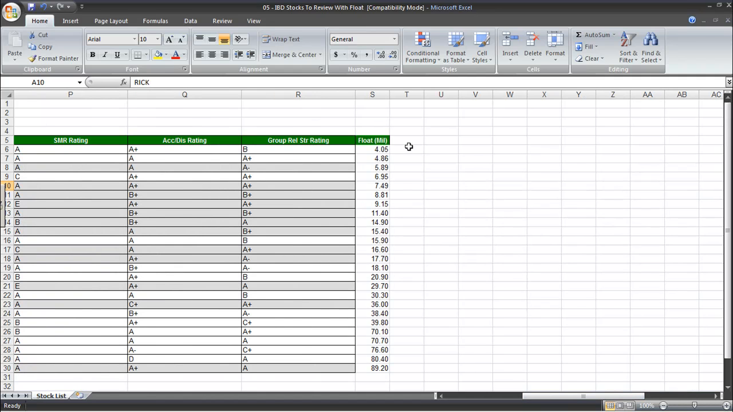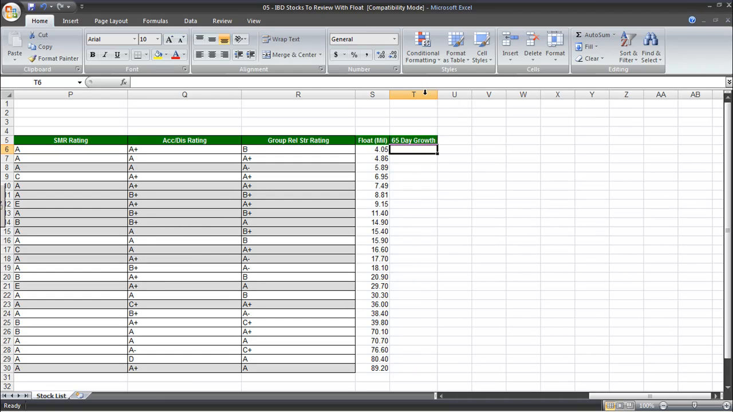and I'm going to put 65-day growth. And if you double click here, that'll expand that cell out. So again, we want to do the first 5.